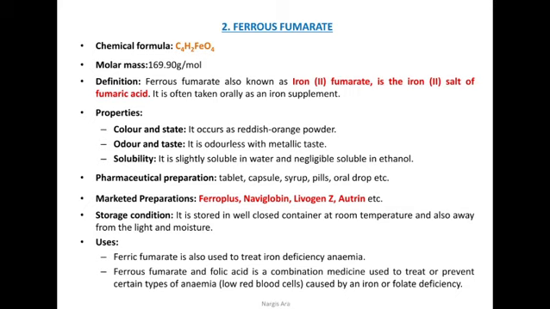It is often taken orally as an iron supplement, and the properties of it are, color and state: it occurs as a reddish orange powder. Its odor and taste: it is odorless with a metallic taste. And its solubility: it is slightly soluble in water and negligibly soluble in ethanol. And the pharmaceutical preparations of ferrous fumarate are in tablet form, capsule form, syrup form, pills form, oral drop, etc.